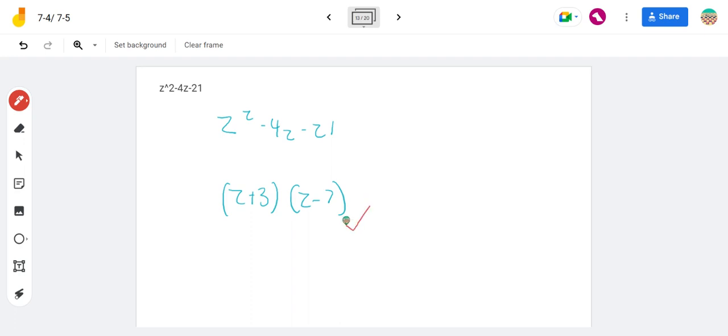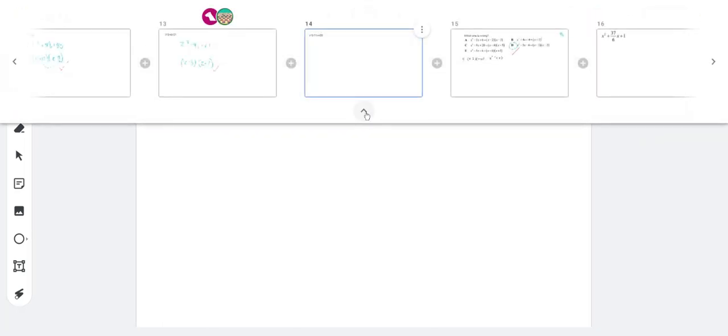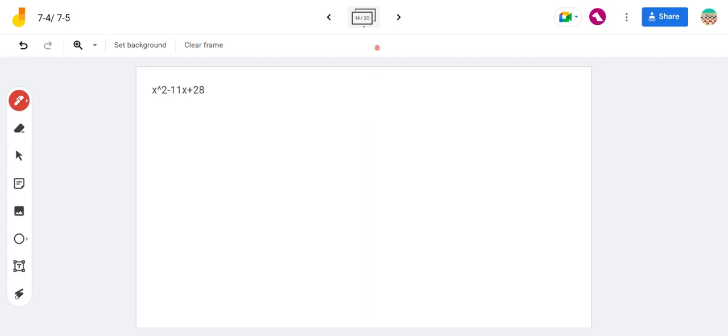Yeah, z plus 3 minus 7. So the way to see it is that you need them to add up to get negative 4. So you have a positive 3 and a negative 7. They add up, and you get negative 4. Okay, so we can proceed to the next slide.